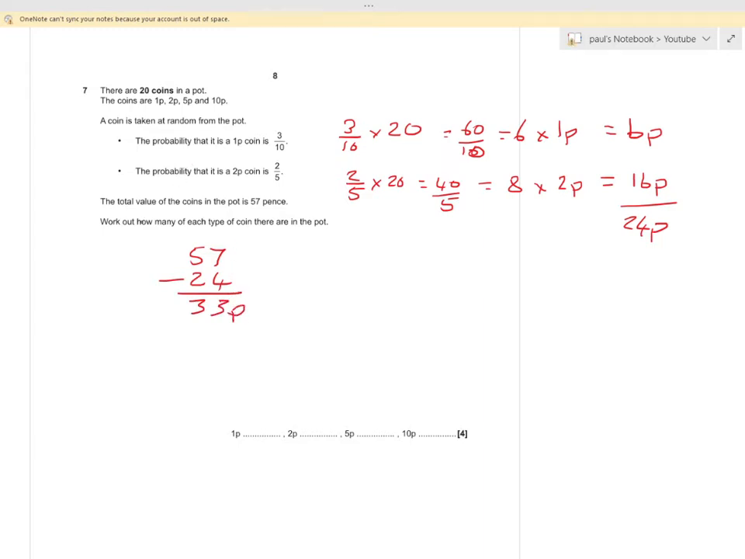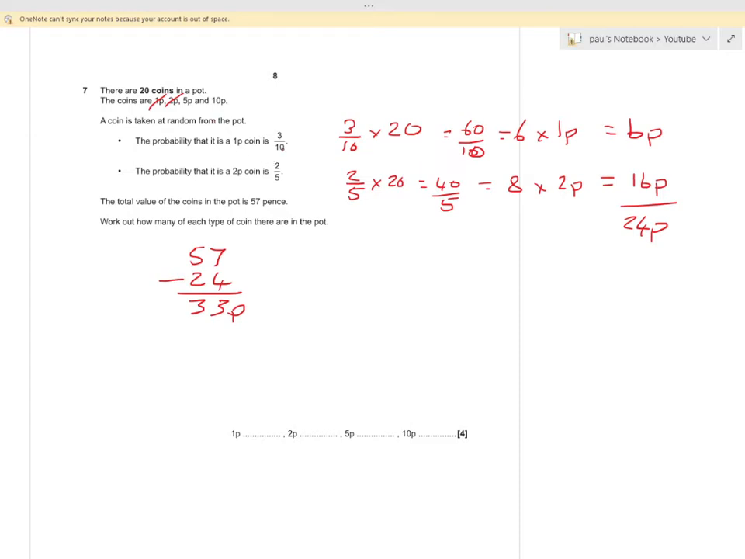How many of each type of coin are there in the pot? So we've got 33 pence, so we've got all the 1p's and we've got the 2p's. Oh, that didn't work out, did it? Can't make that out of 5s and 10s.